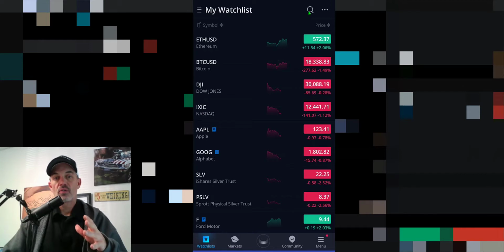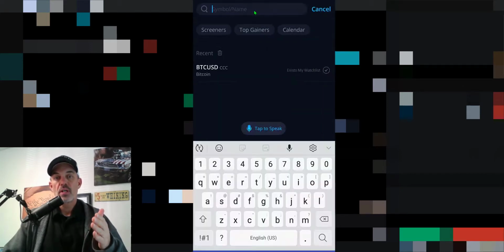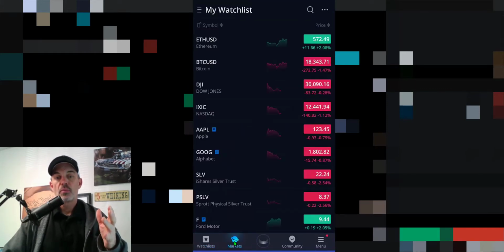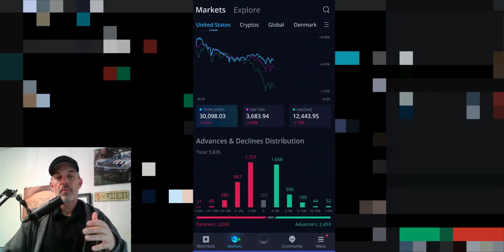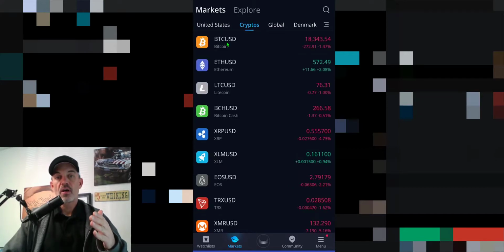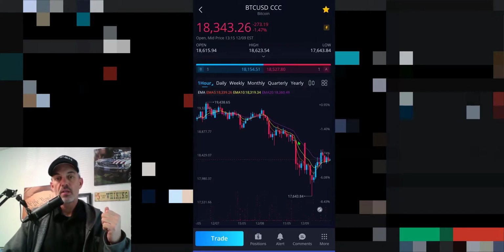And from here, what I need to do is I can search for the cryptocurrency I want to trade, or I can just go to markets down here in the lower tab and then click on cryptos up here at the top, and you'll see that we have Bitcoin, ETH, LTC, Bitcash. There's a variety of tokens available, but in this case I'm going to trade Bitcoin, and you'll see when you land on the page you get a chart, and more importantly, down at the very bottom left hand corner you get the trade button.